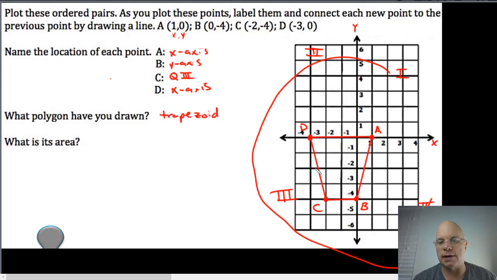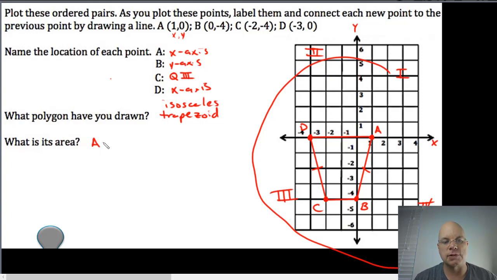If you happen to notice that the two opposite sides that are not the bases are congruent, you could also call it an isosceles trapezoid. You don't need to be that specific, but if you do notice that, that is true. These two sides are congruent, so it's an isosceles trapezoid.